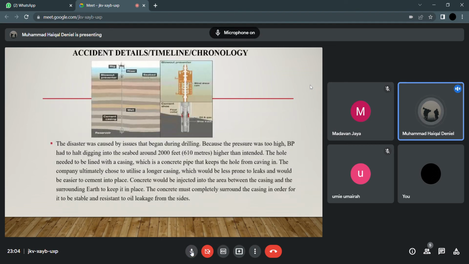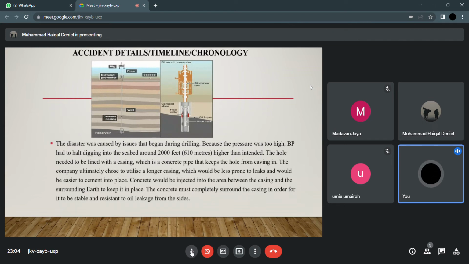Aiman can carry on. Thank you, Haikal. Accident details, timeline, and chronology. The disaster was caused by an issue that began during drilling because the pressure was too high. BP had to keep digging into the seabed around 2,000 feet, 610 meters higher than intended.